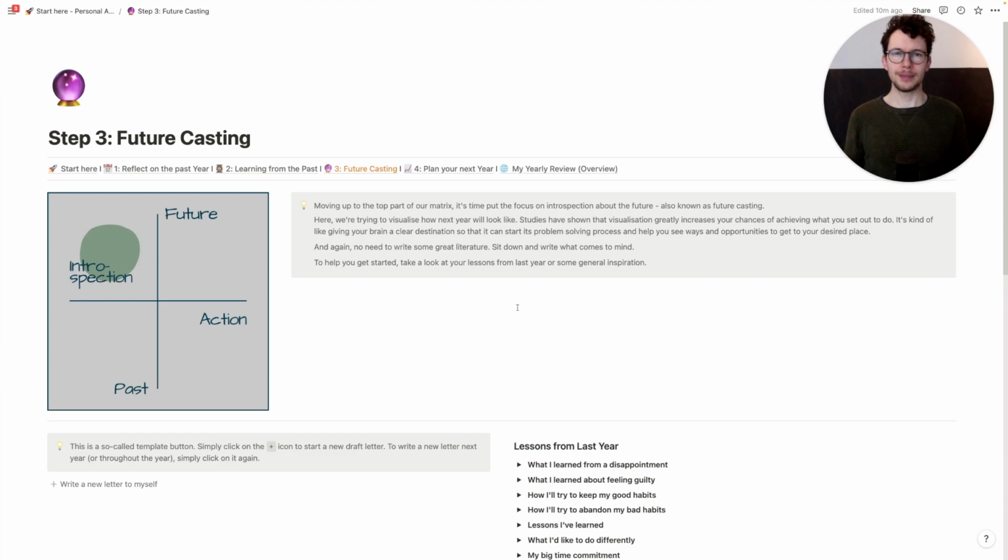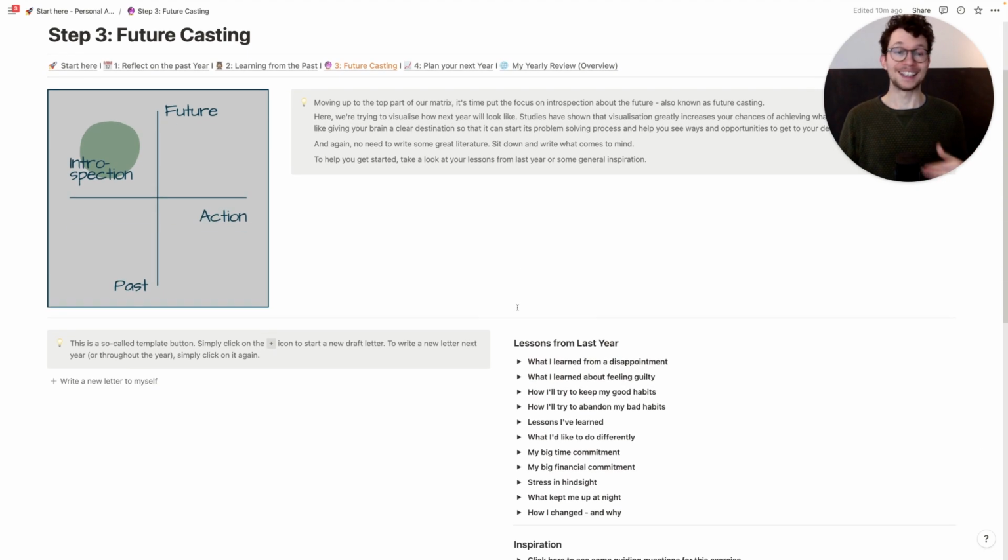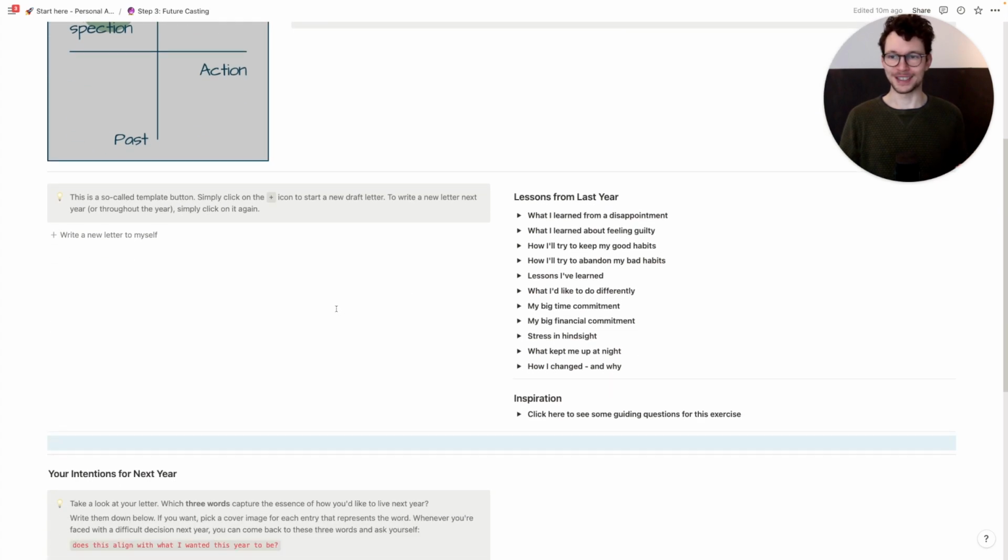Now, if you're like me, then you might have a lot of trouble if someone tells you to just close your eyes and imagine how you want your life to look 1 year from now. I find it super hard, which is why on this page, we're going to do this exercise a little bit different. What we're going to do is write a letter from our future self. So we're going to click on this button, and that gives us this letter to myself.